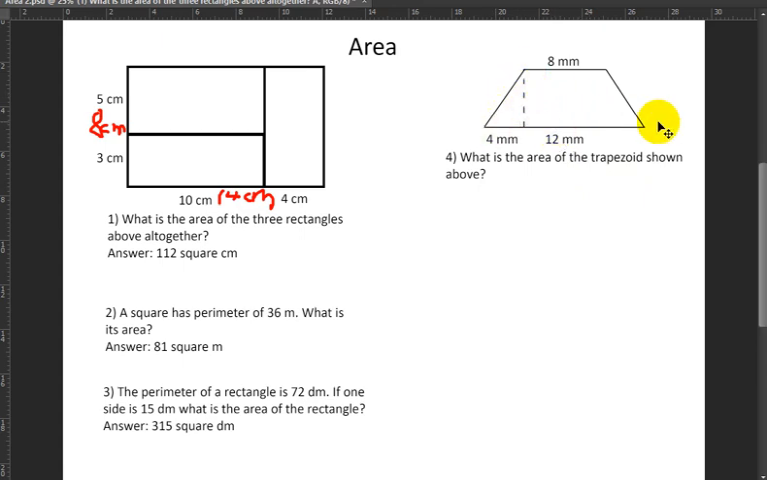Okay, so here we have a trapezoid, and we haven't talked about how to find the area of a trapezoid before. But what you have to realize is that a trapezoid is basically a rectangle with two triangles at its edges. So if I can find the area of the rectangle and then the other two triangles, then I can find the whole area.